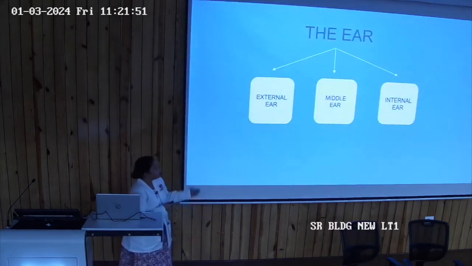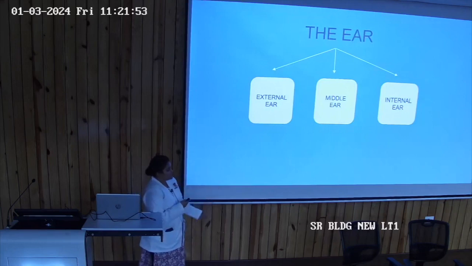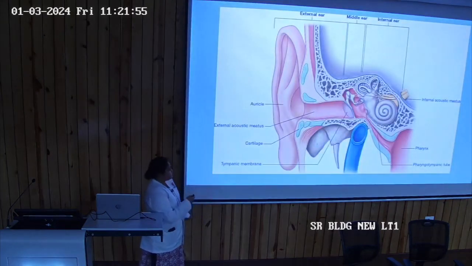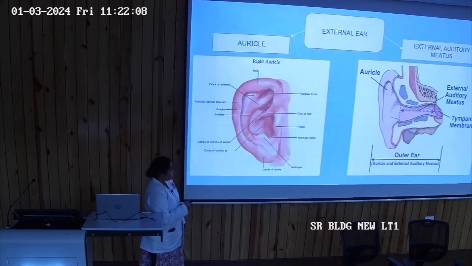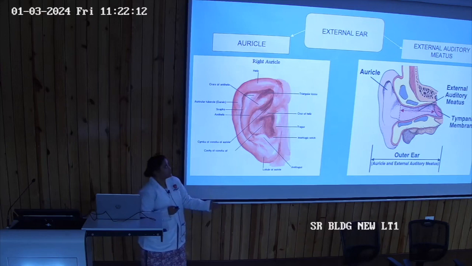Ear consists of three parts: external ear, middle ear, and internal ear. The part from the auricle till the tympanic membrane is the external ear. The part containing the tympanic cavity is the middle ear, and the part containing semicircular canals, cochlea, and ducts is the internal ear. External ear is further classified into two: auricle and external auditory meatus.